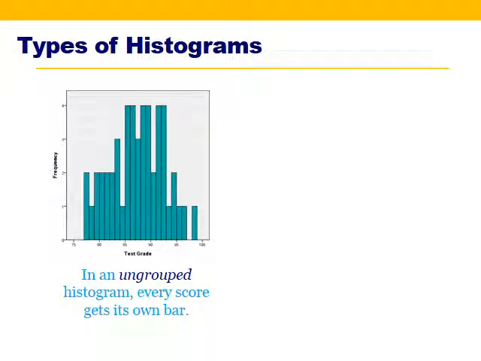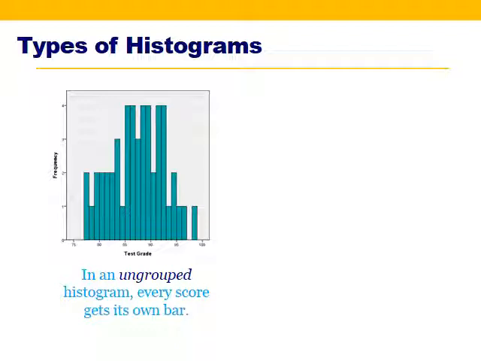There are two types of histograms that we can use, and either type we can get from SPSS. The type that we saw 2 slides ago is called an ungrouped histogram. What makes it an ungrouped histogram is every score gets its own individual bar. So what we end up with is a histogram that consists of a whole bunch of really skinny bars. There's a bar for 77, a bar for 78, a bar for 79, a bar for 80, and so on.